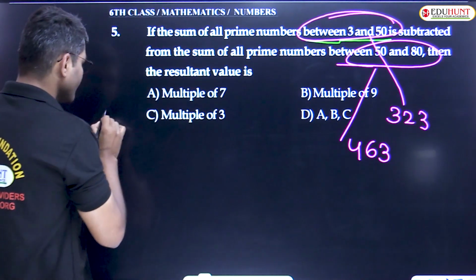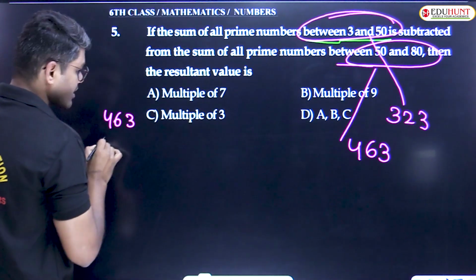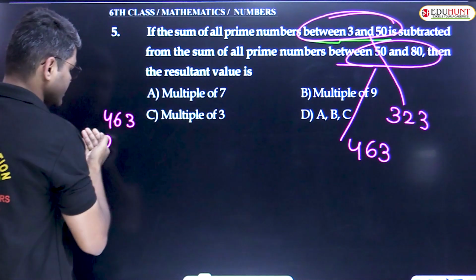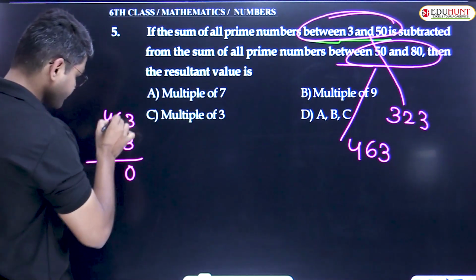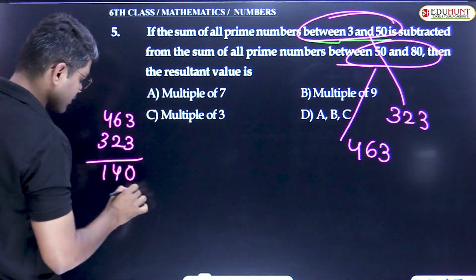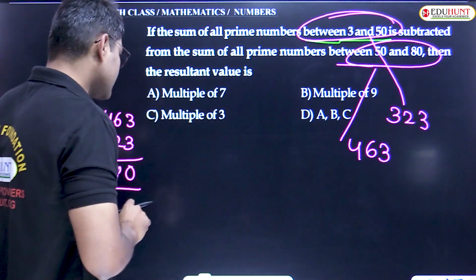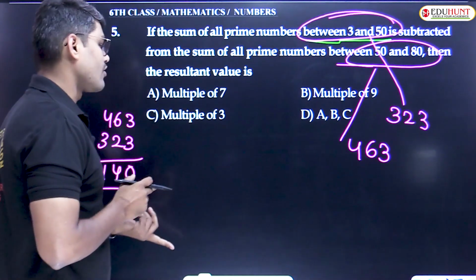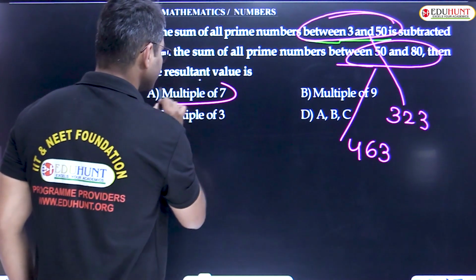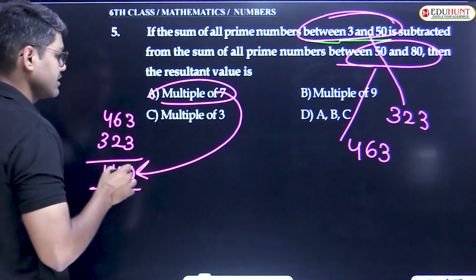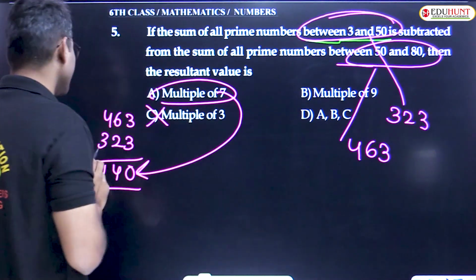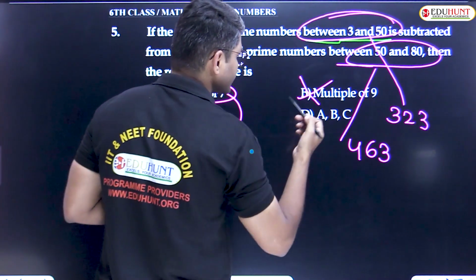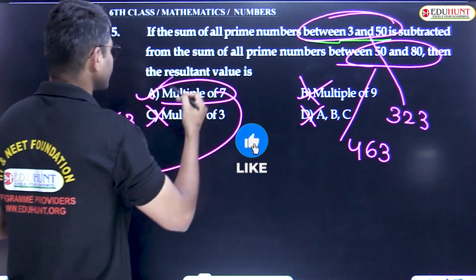So now 463 minus 323. That means 0, 4, 1. 140. Now is this 140 a multiple of 7? Yes, it is divisible by 7. Multiple of 3? No. And multiple of 9? We should not get it in the 9 table. Okay. Yes. So the answer for this question is A.